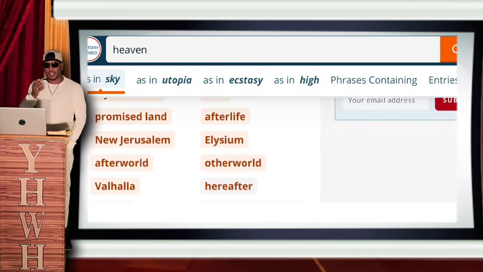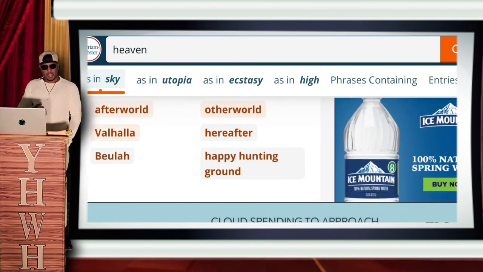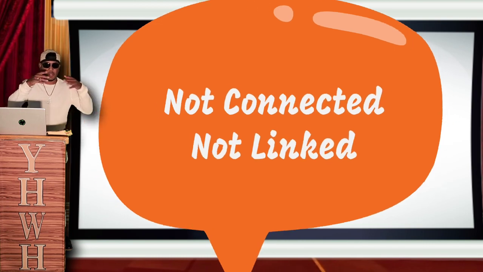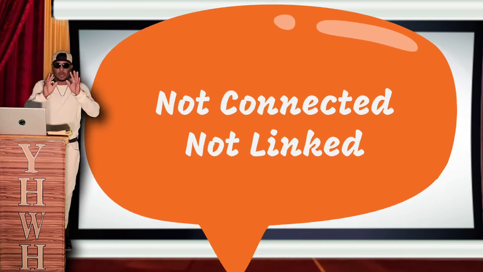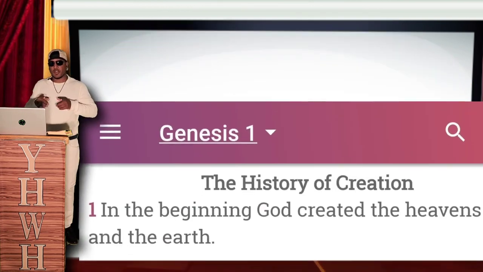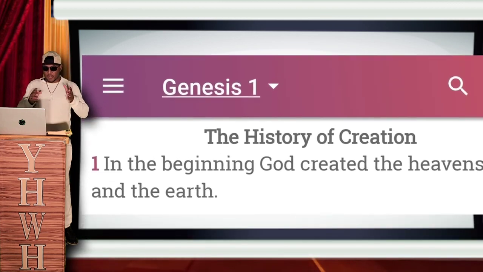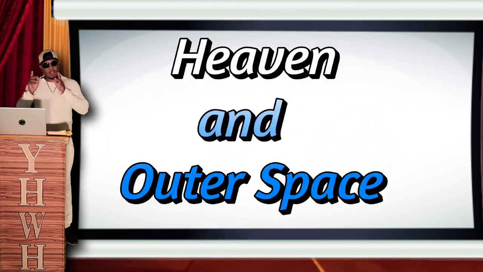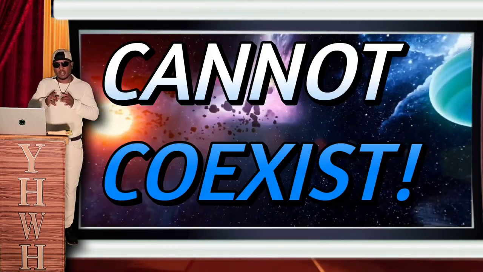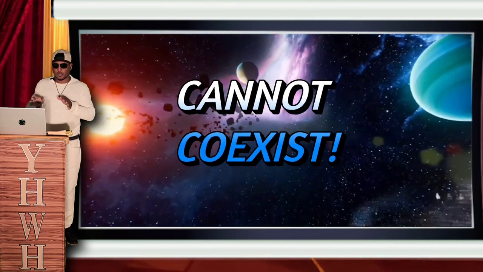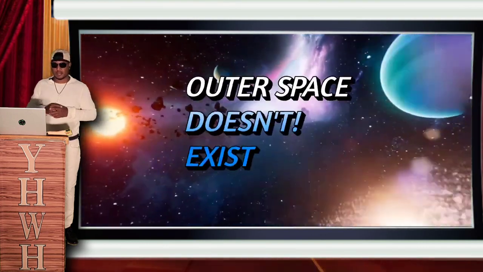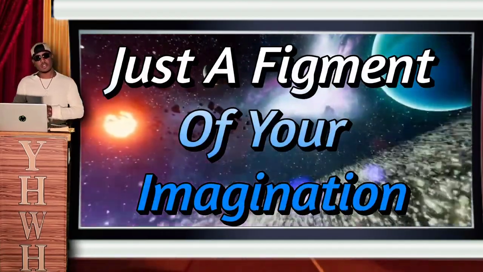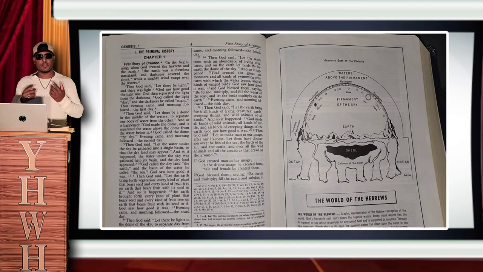So as you can see, heaven and outer space mean completely different things. They're not to be intertwined. So Genesis 1 verse 1 says, God created the heavens and the earth. Heaven is God's realm. That's not outer space. And if outer space does exist, then where does it fall into Genesis 1 verse 1? It doesn't. All right, now let's go to Genesis chapter 1, verse 2.